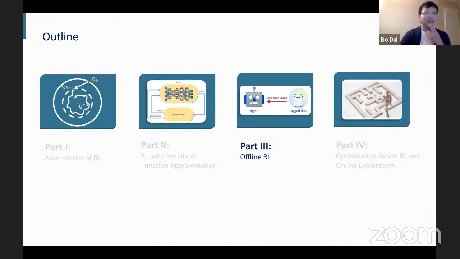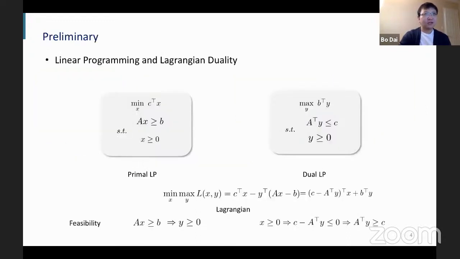Okay, let's see. The first part I will talk about is offline reinforcement learning, and here we propose a very coherent framework, and you will see literally how optimization can help us handle reinforcement learning. I don't know whether I should read the slides, but because Niao told me this is a control conference, I think it's better I have something here. It's a very basic introduction to linear programming and Lagrangian dual.